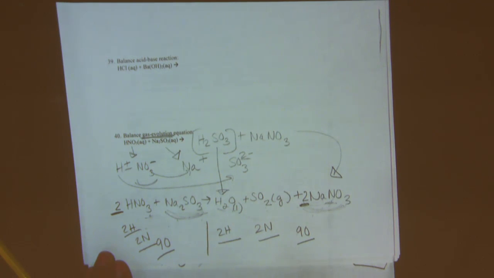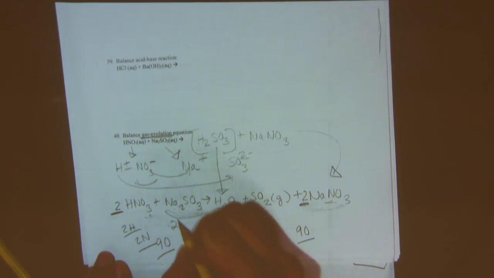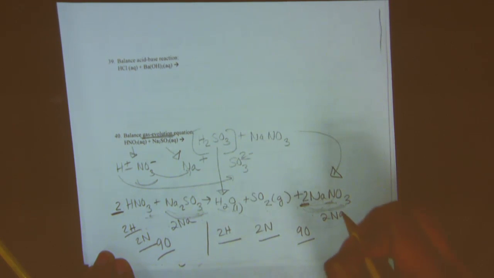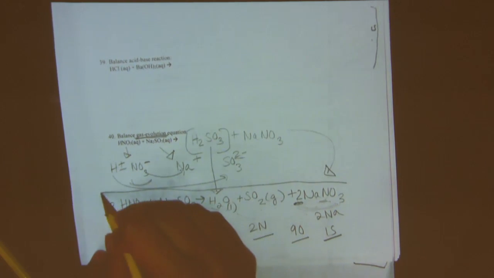And the last one I'm missing, I think, is sulfur and sodium. But basically, I have 2 Na, 2 Na, 1 S, and 1 S. So now I know I really balanced my equation.